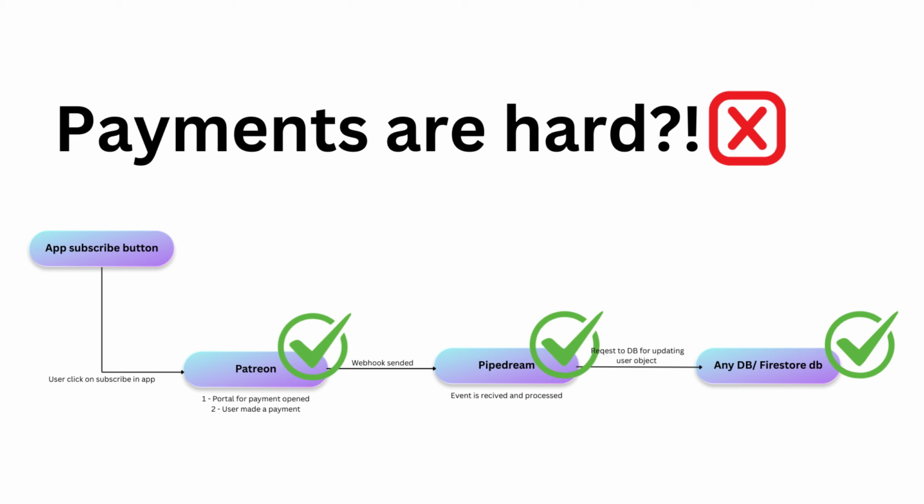By combining Patreon's trusted payment UI with Pipedream's automation and Firebase's real-time database, you saved yourself weeks of development time. No server to maintain, no Stripe API updates to worry about, and most importantly, no security headaches.